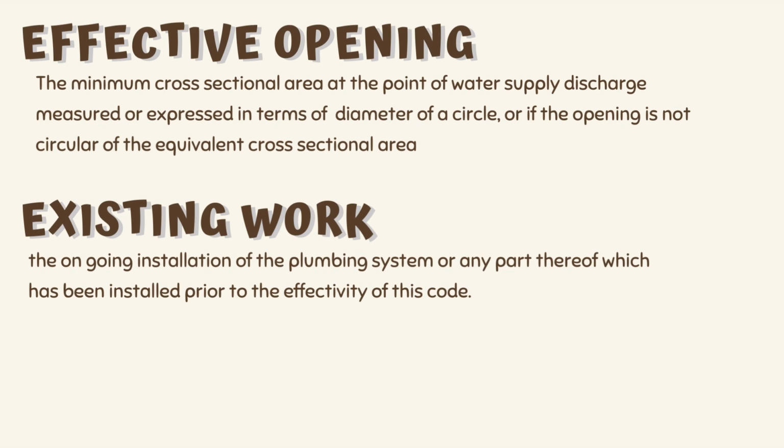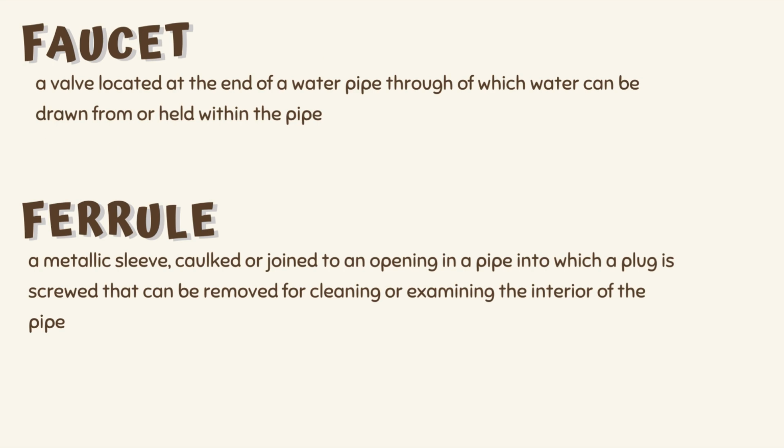Faucet. It is a valve located at the end of a water pipe through which water can be drawn from or held within the pipe. Ferrule. A metallic sleeve, caulked or joined to an opening in a pipe into which a plug is screwed that can be removed for cleaning or examining the interior of the pipe.